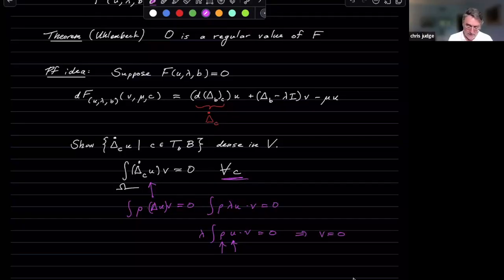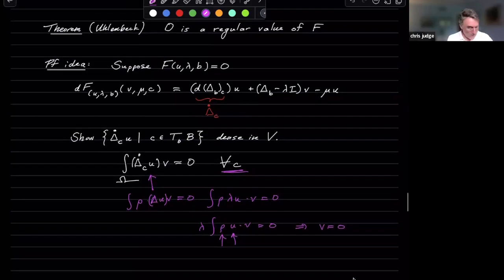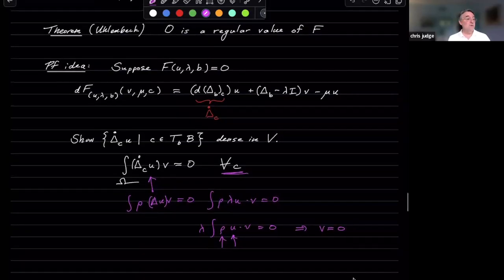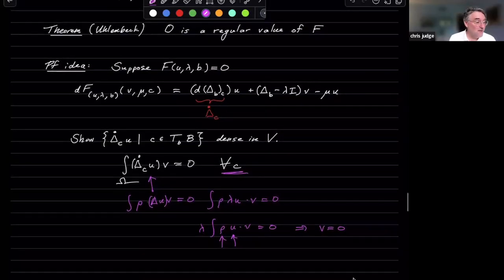That gives you enough deformations in one direction. You also need to use the volume preserving deformations. Okay. Any questions? I imagine I generated lots of questions, maybe not.